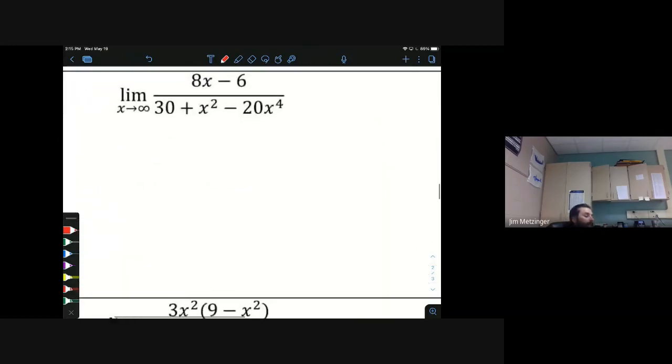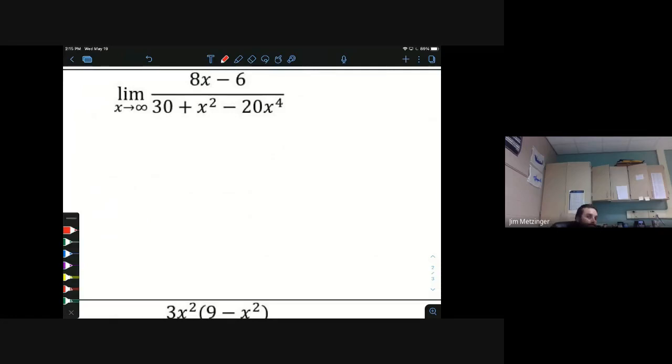Now let's look at a rational function. And we have the same kind of limit. The limit as x approaches infinity. When x is approaching infinity, you need to think in behavior. And technically, it's x increasing without bound, so more specifically the right end.